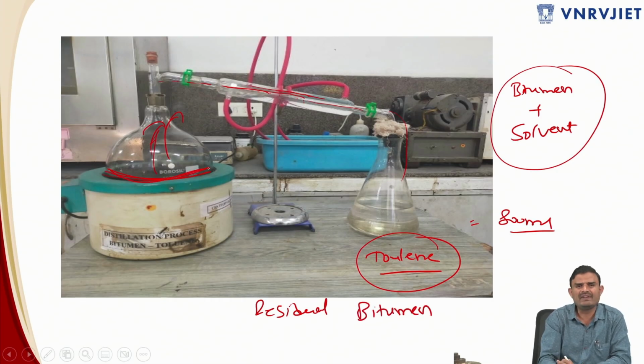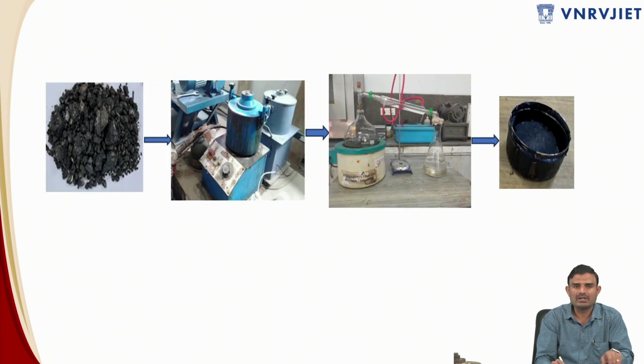So if this is any field aged bitumen and you want to conduct any research studies on this binder, then you can use the binder for that research purpose. So this is the distillation purpose. And this is the flow chart.